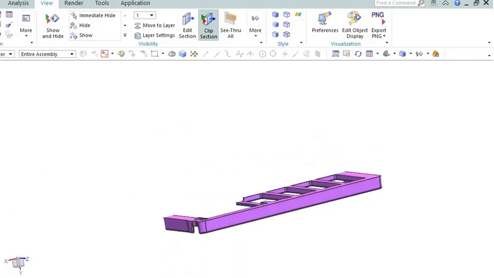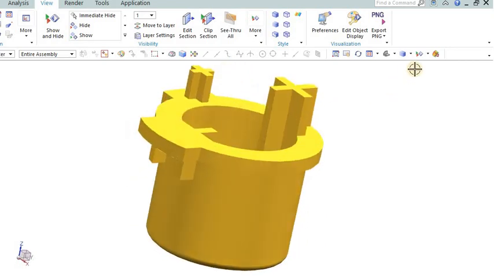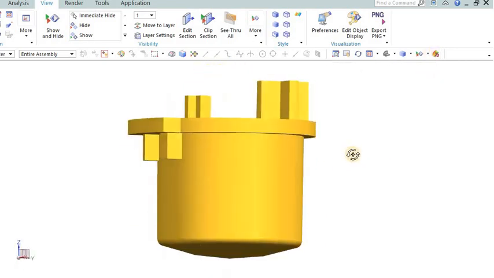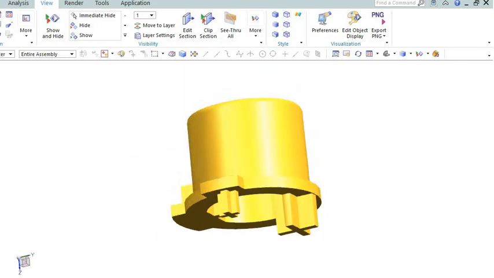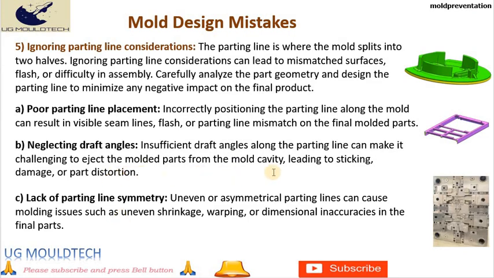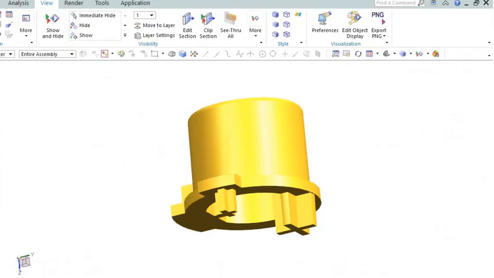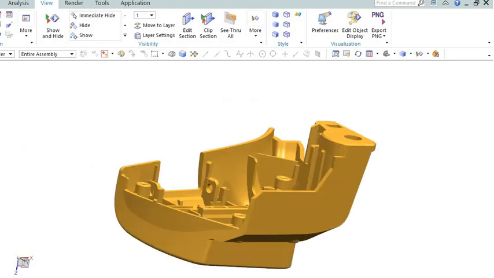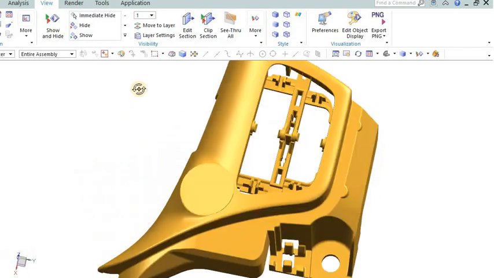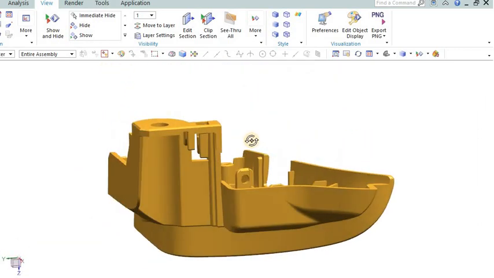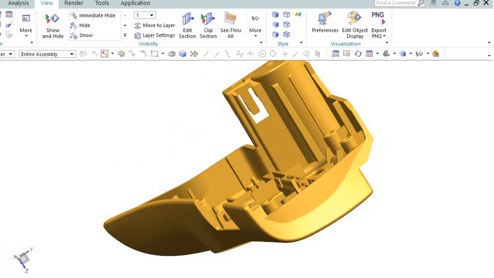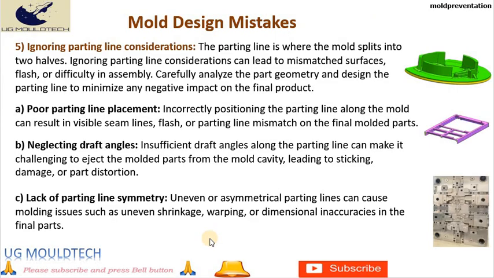Insufficient draft angles along the parting line can make it challenging to eject the molded parts from the mold cavity, leading to sticking, damage, or part distortion. Proper draft angles are essential to facilitate smooth part ejection and prevent molding defects. C. Lack of parting line symmetry. Uneven or asymmetrical parting lines can cause molding issues such as shrinkage, warping, or dimensional inaccuracies in the final parts. Ensuring symmetrical parting lines helps maintain part uniformity and consistency throughout the molding process. Carefully evaluating parting line visibility and implementing design strategies to minimize its impact can enhance the visual appeal of the molded parts.